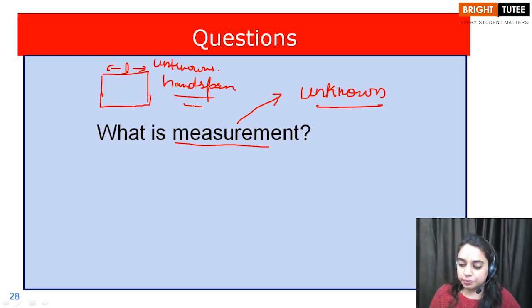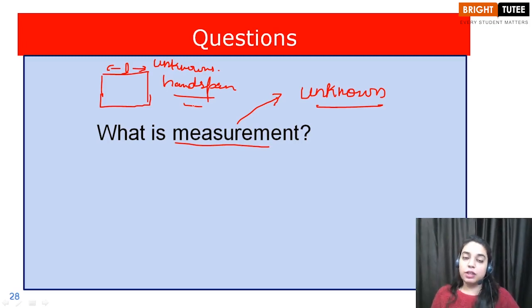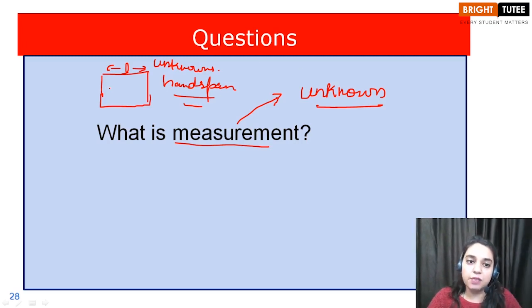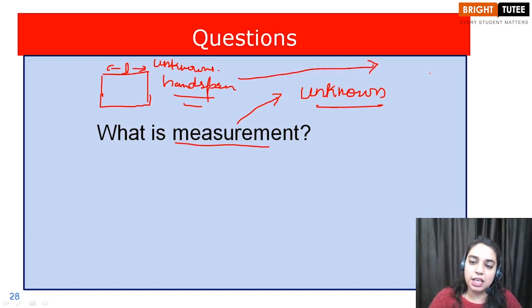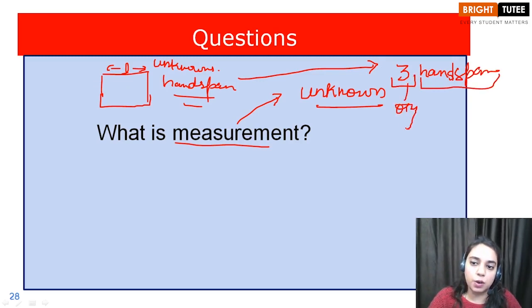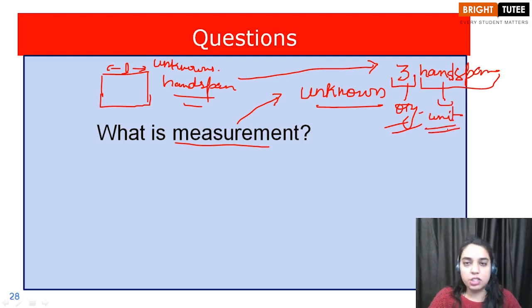Okay children? And whenever we measure anything, how do we express the measured quantity? Say we have measured this desk with our hand span, and it is equal to 3 hand span. So how do we write it? We have written it in 2 parts. 3 and hand span. So 3 is the quantity or the number and hand span is the unit of it. Okay children. So this is all about measurement. Let's move to the next question.